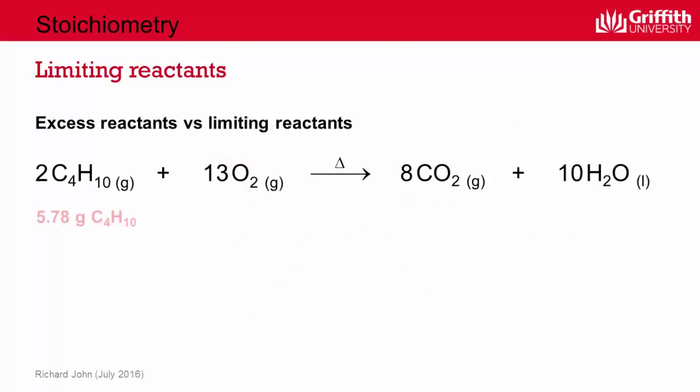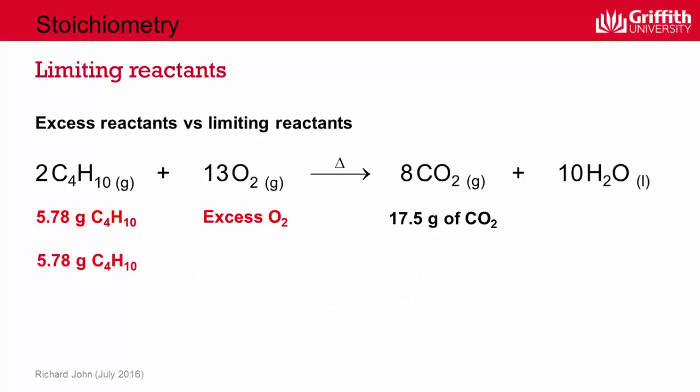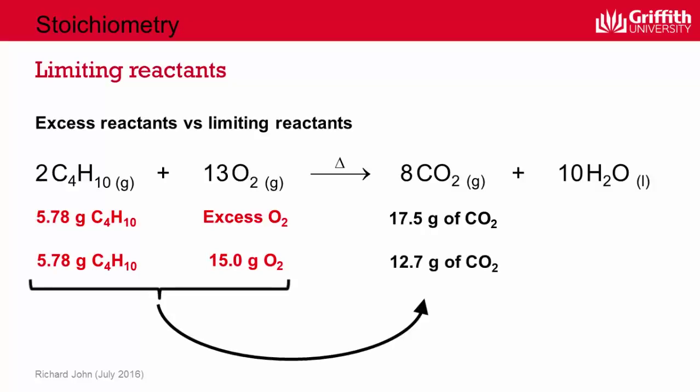So, in the first scenario, the combustion of butane, we had 5.78 grams of butane present in an excess of oxygen, and we produced 17.5 grams of carbon dioxide. In the next scenario, we had 5.78 grams of butane again, but this time we had a limited supply of oxygen, only 15.0 grams of oxygen, and in this scenario, we only produced 12.7 grams of carbon dioxide. And that's because the oxygen limited the reaction. The oxygen ran out first, there was some leftover unreacted butane, and less carbon dioxide was ultimately produced.